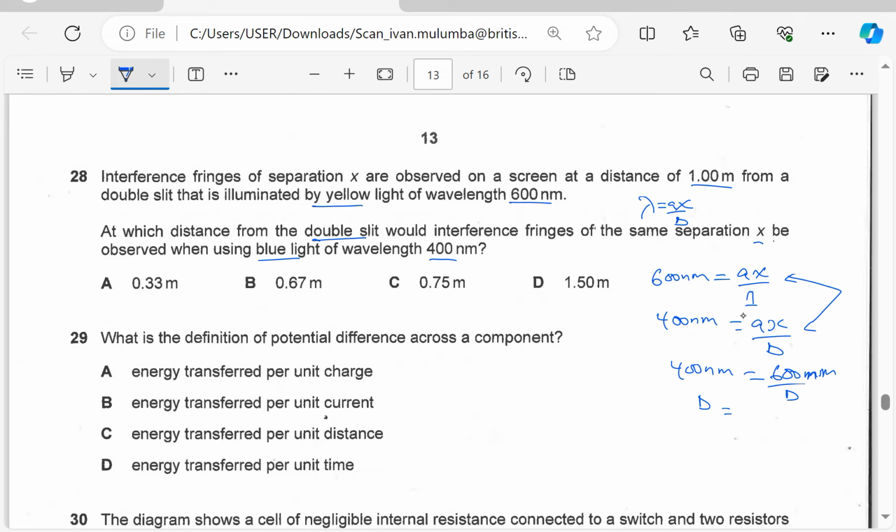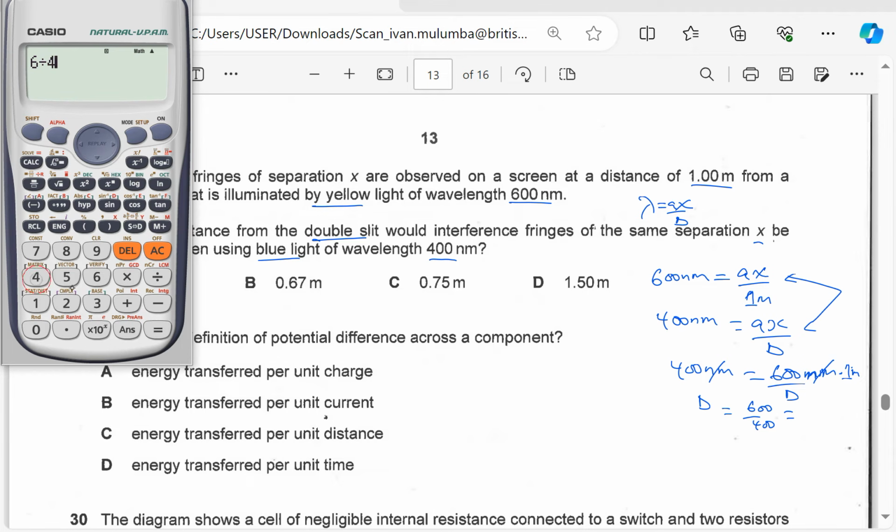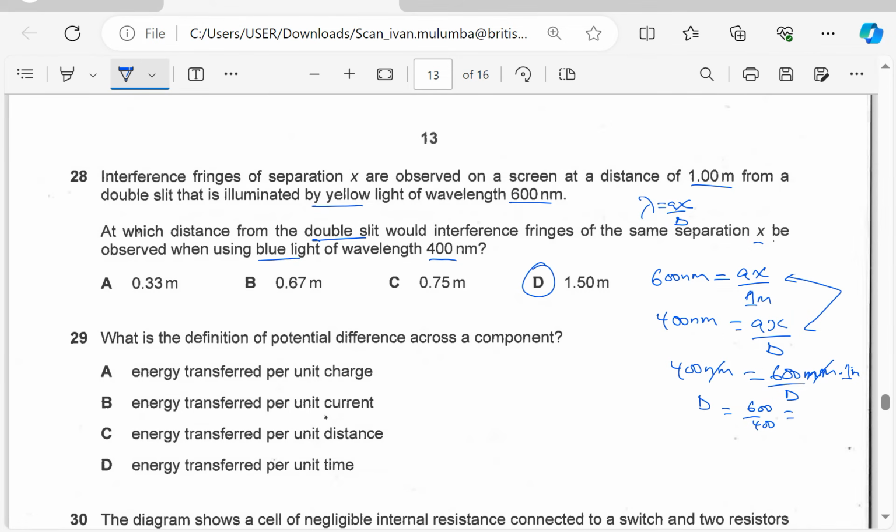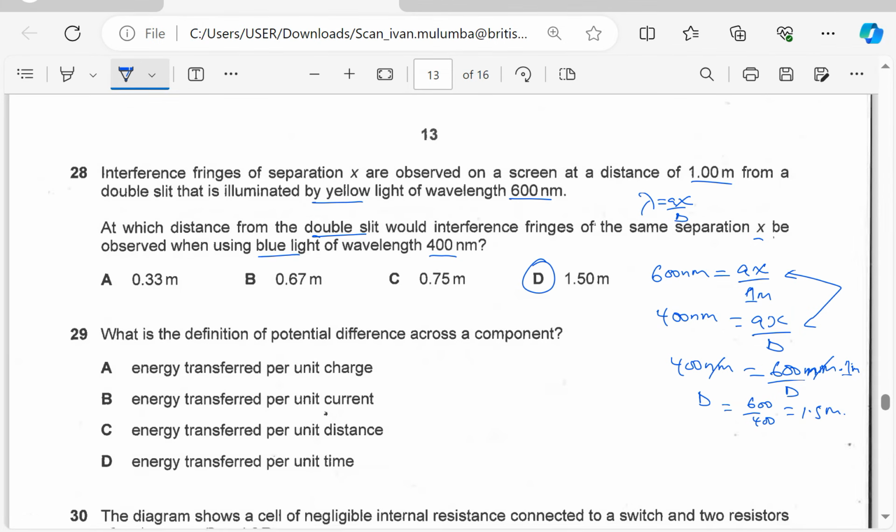So D is automatically going to be, nanometers cancelled, of course, I remain with the meter. Remember, this was meter. So when I cross multiplied, this is 600 nanometers times 1 meter. So this is going to be 600 divided by 400. What is 6 divided by 4? Is it 1.5? Yeah, 1.5. So the answer is going to be D, 1.5 meters.